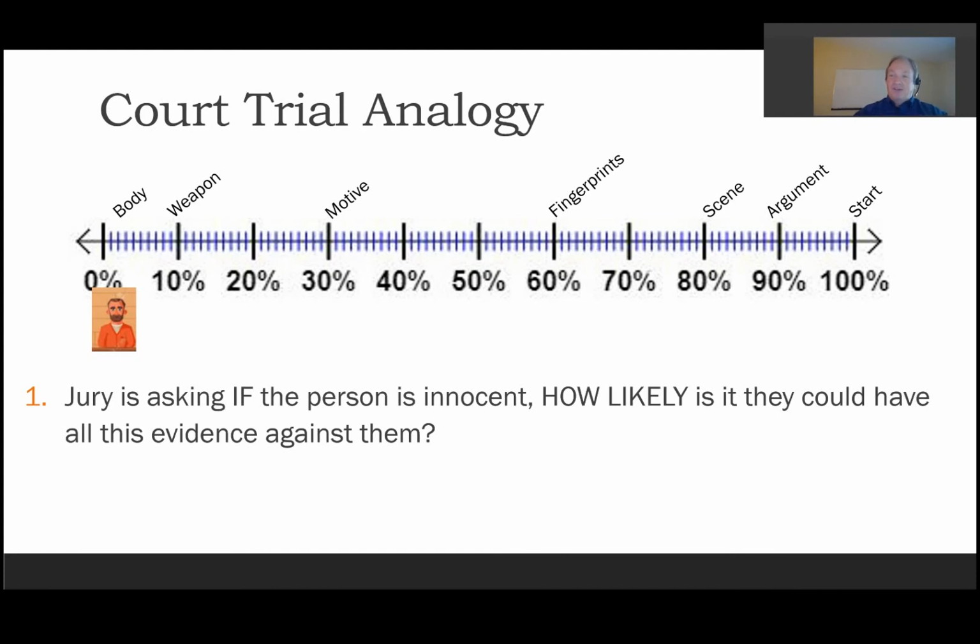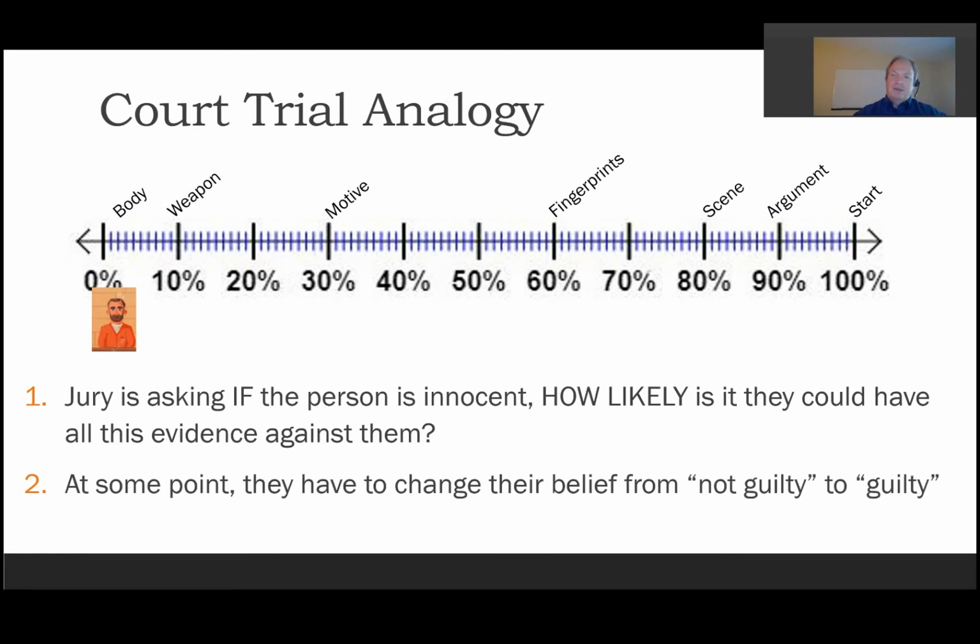Okay, so now what happens though? As all this evidence is presented, the likelihood that I could be innocent begins to get smaller and smaller and smaller until at some point the jury has to change their mind, right? And this is what's going to go on in a hypothesis test. We're going to create some sort of probability scale like this. And unlike a murder trial where that line at which they change their belief is kind of fuzzy, ours is going to be really nice and quantitative. We're going to see how we can make this decision.